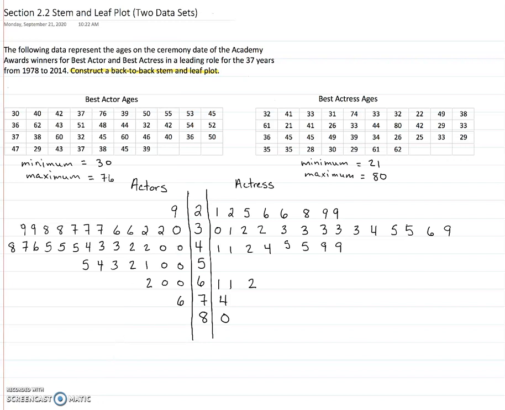Now you'll notice that I try to keep my leaves all lined up so that I have a good visual representation of where the majority of the data lies. Anyway, that's how you do a back-to-back stem and leaf plot.